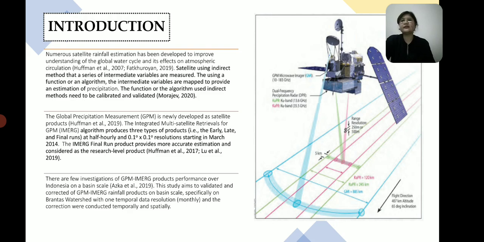According to Asca in 2019, there are few investigations of GPM-IMERG product performance over Indonesia on a basin scale. Therefore, this study aims to validate and correct the GPM-IMERG rainfall product on a basin scale, specifically on Brantas Watershed, with monthly temporal data. The correction was conducted temporally and spatially.